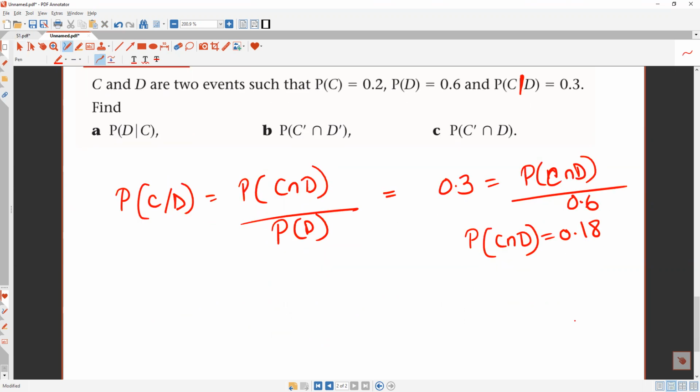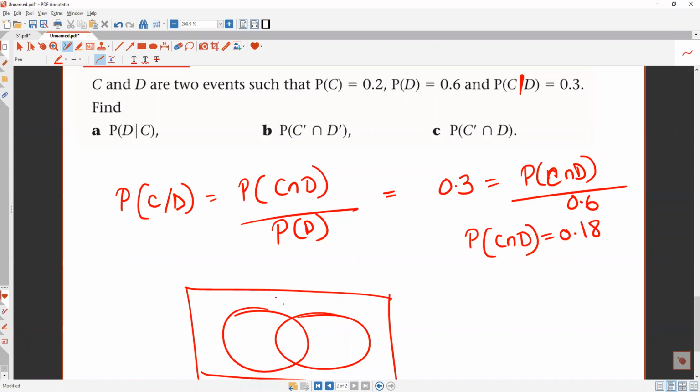Okay, so now you can draw a Venn diagram if you want to. How? With C and D. কিভাবে? This is C and this is D. Intersection কত 0.18. Always find intersection first. Then PC কত 0.2. So this is 0.02 if I'm not wrong. It is 0.6. So 0.18 minus 0.6. কত? 0.42. This is coming 0.42.